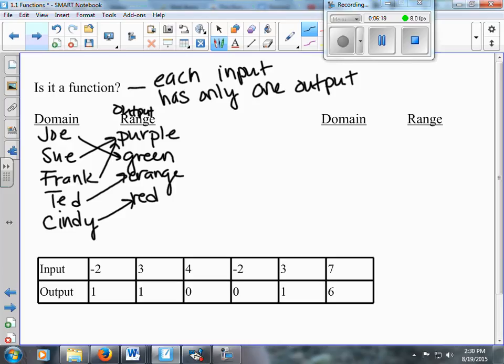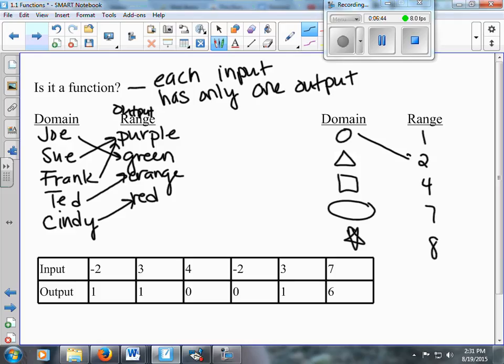All right, so then let me give you a different example over here. I'll do shapes: circle, triangle, square, oval, star. And these shapes are going to be sent to, let's just use numbers: 1, 2, 4, 7, 8. And then I'm going to put arrows to represent who goes to whom.